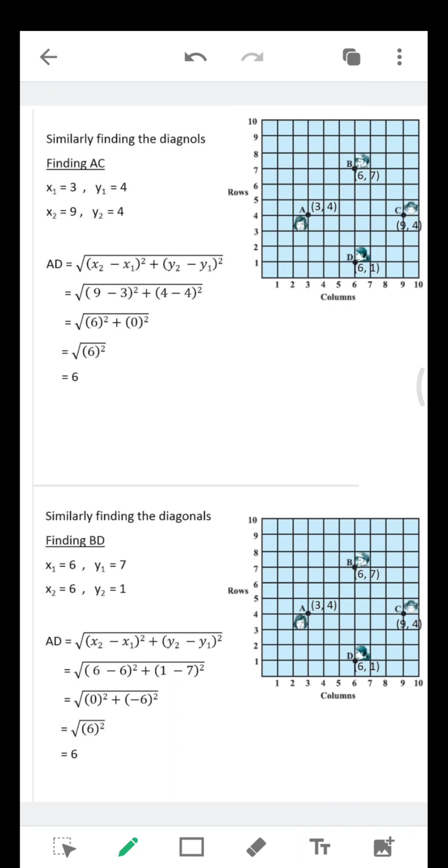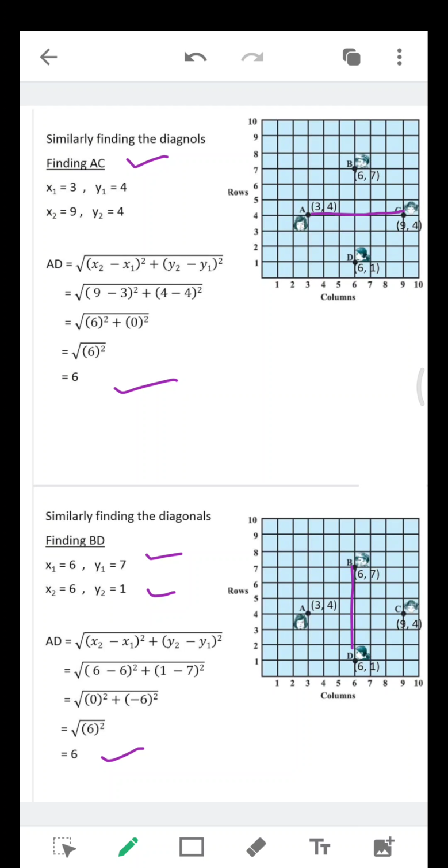Here we are finding the length of diagonal AC. What are the coordinates of A? A is 3, 4 and C is 9, 4, as x1, y1 and x2, y2. Finding the distance, we got 6. Then distance BD: 6, 7 is x1, y1 and 6, 1 is x2, y2.